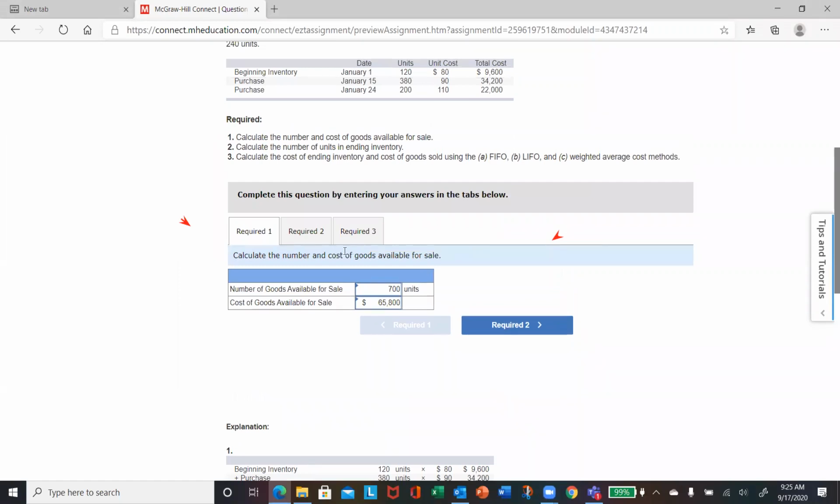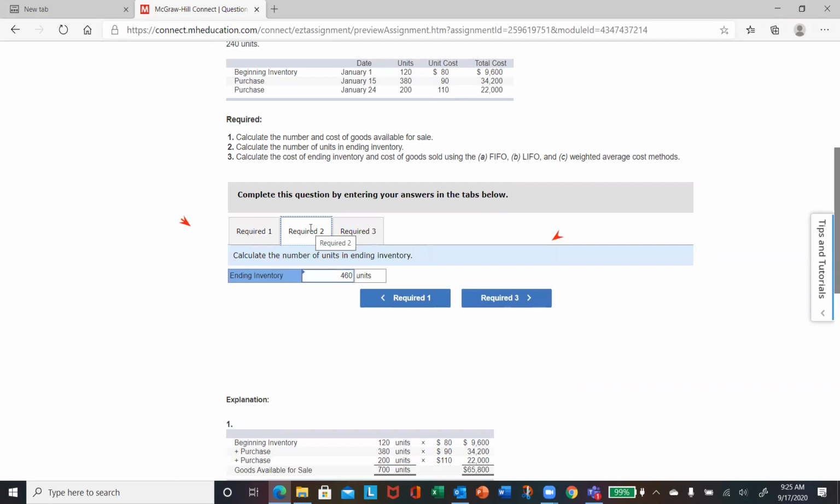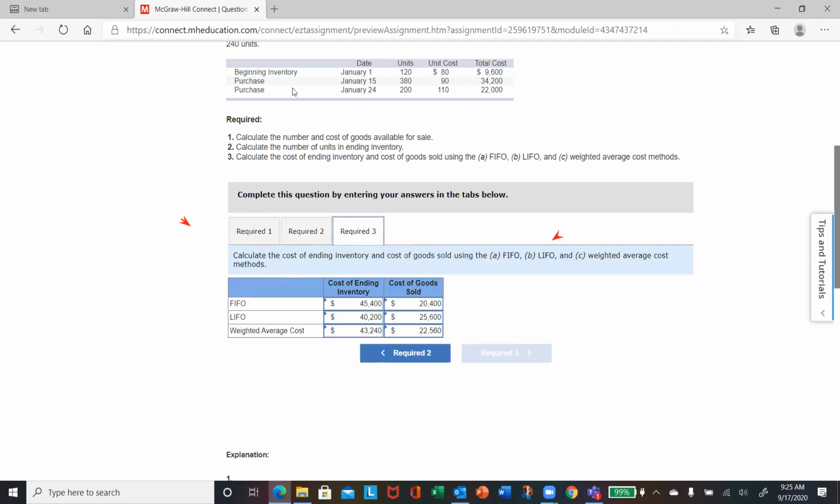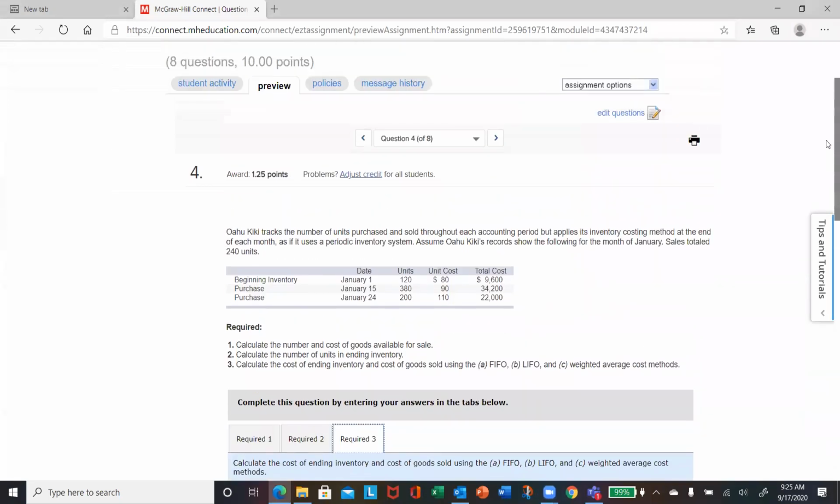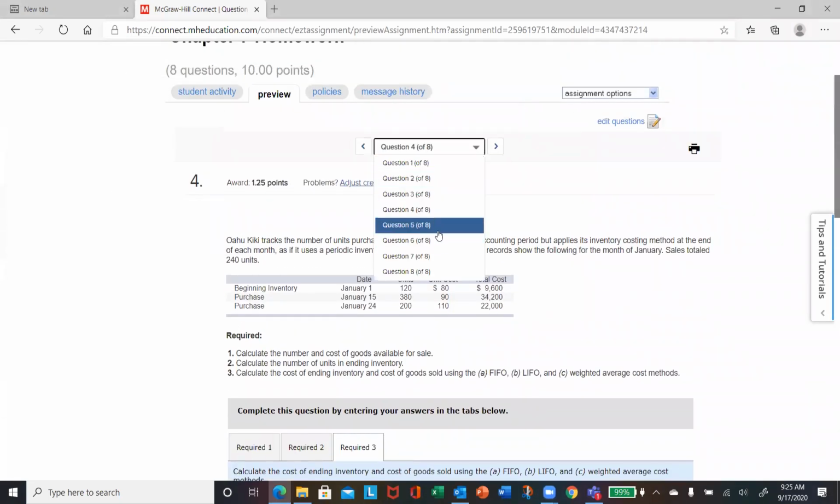And then here's just your answers. Part one was just for the units available and the cost. Part two is just saying what's your ending inventory units. And then part three is what I just showed you. They just want you to go ahead and put those dollar amounts that you just calculated. All right, so that's my comments on number 4.